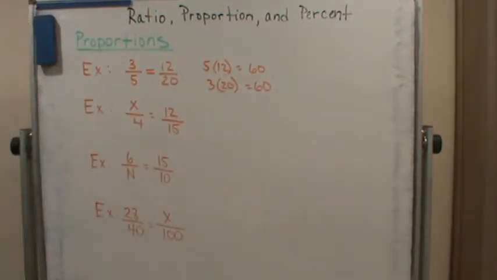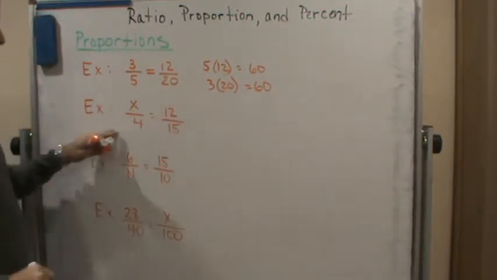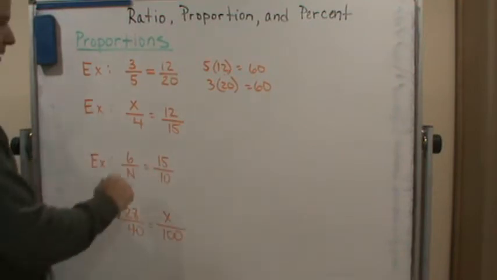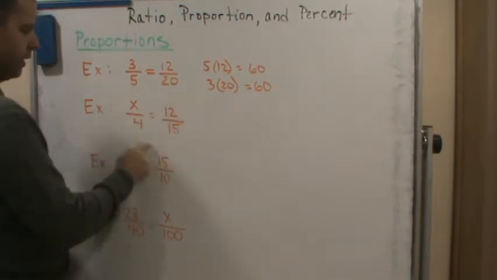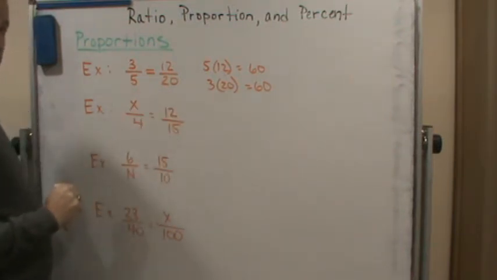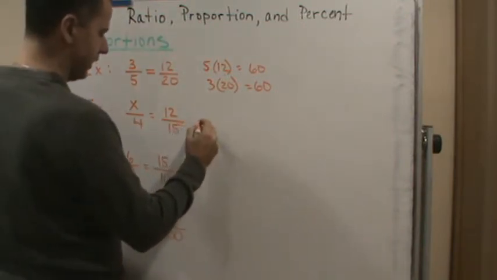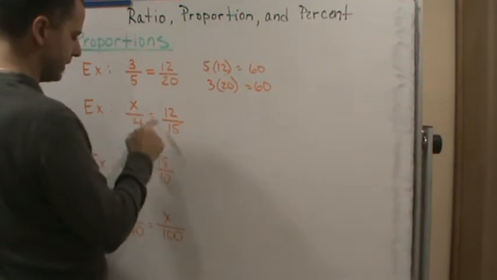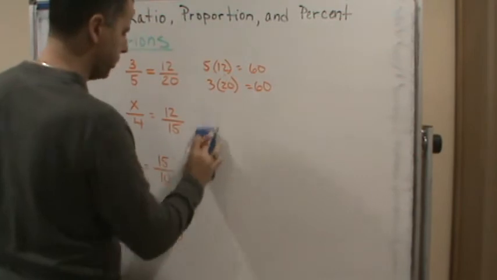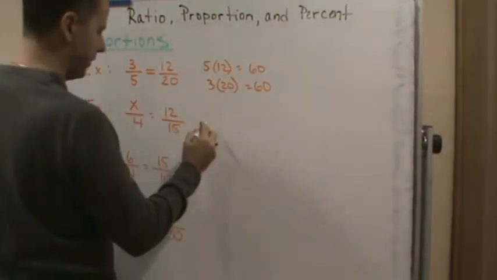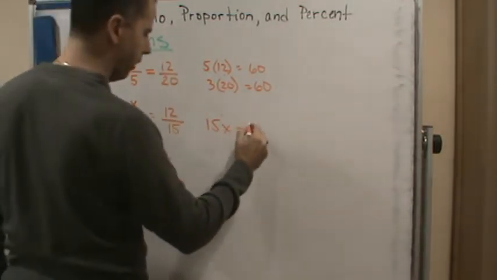A true statement. Now, how can we use this fact? Let's use this fact to solve for x. If we're going to solve for x, we need to find the value of x that will make this into a proportion. So what are we going to do? Cross multiply. That's going to give us x times 15, or 15x. Always put the number in front. So 15x equals 4 times 12.